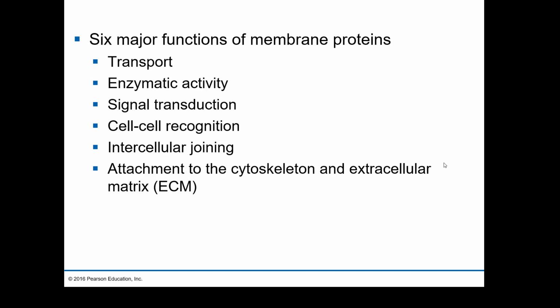There are six major functions of these membrane proteins, and they're very important in the everyday life of a cell. Either they will transport things across the membrane. They're also important in enzymatic activity. They will send signals across the membrane, and that will be important in nerve cells, sending the message that your hand touched something hot all the way up to your brain to tell your brain that you need to pull your hand away. Cell-to-cell recognition, so recognizing things that are like one another. Intercellular joining, and then attachment of the cytoskeleton and the extracellular matrix.